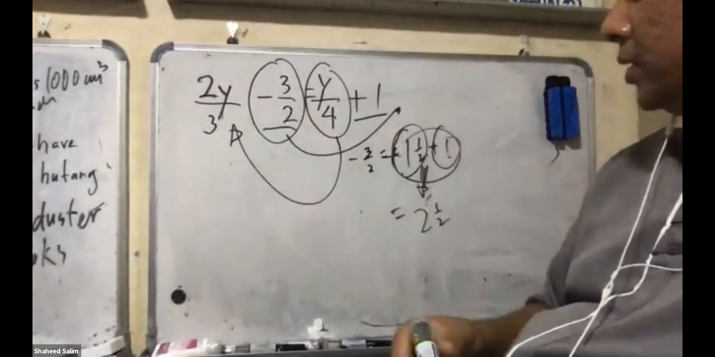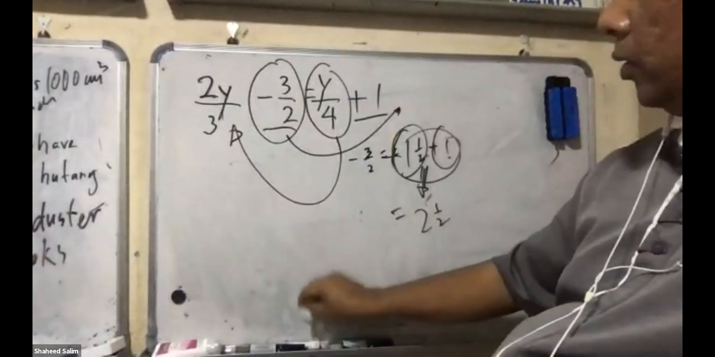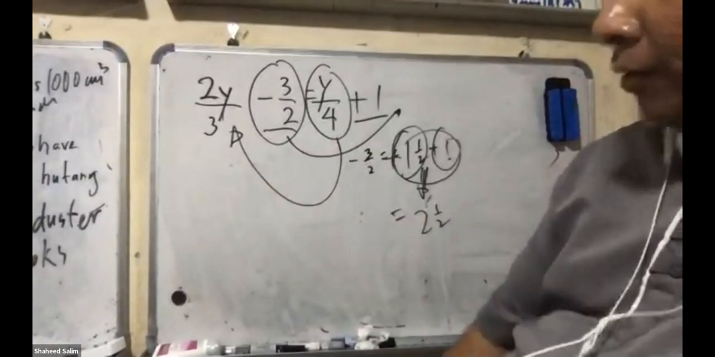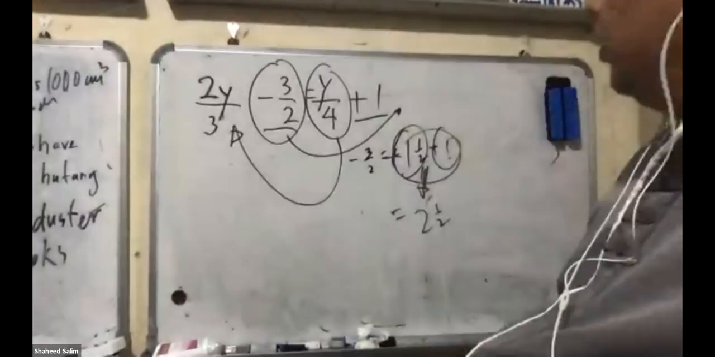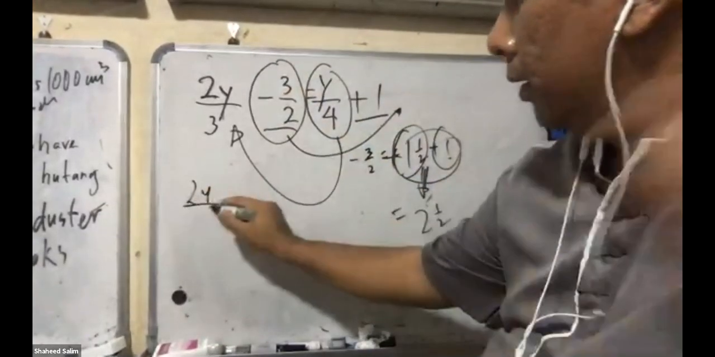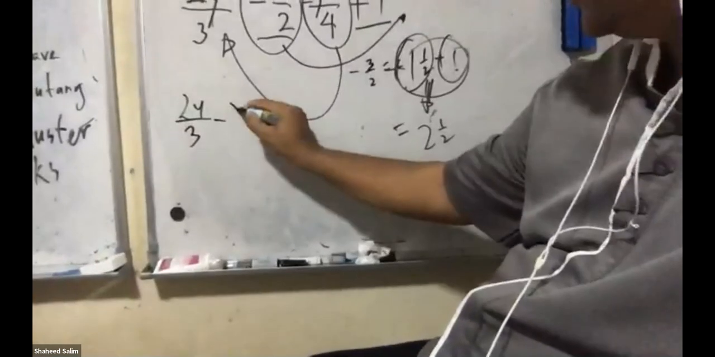Now, the left side, what's your answer? 5y over 12. Yeah, 5y over 12. You bring it over, you become minus. So 2y. Okay, you check your answer whether you get the same as mine.